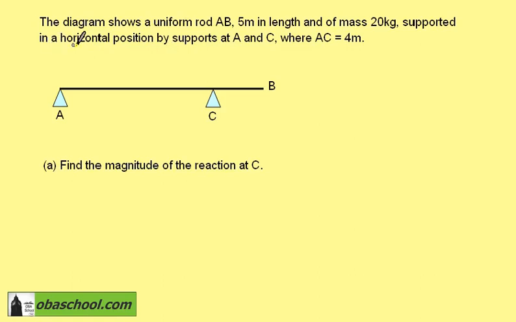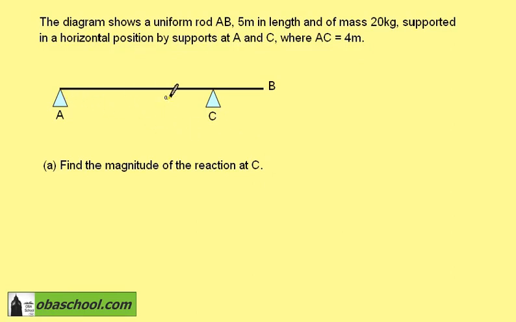The diagram shows a uniform rod AB, 5 meters in length and of mass 20 kilograms, supported in a horizontal position by supports at A and C, where AC is 4 meters. We want to find the magnitude of the reaction at C.